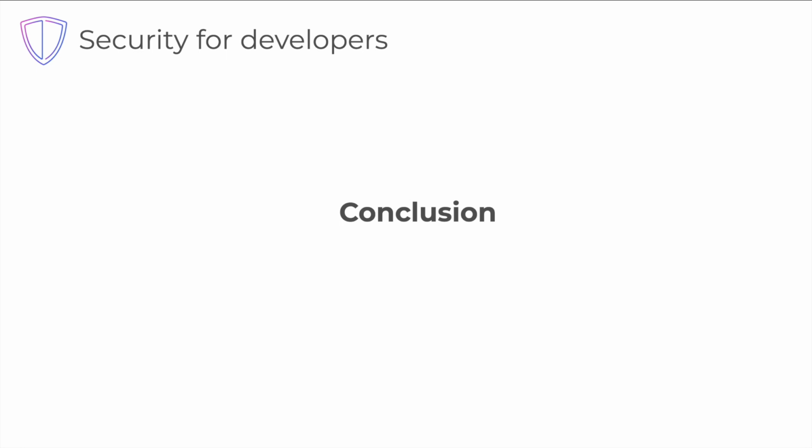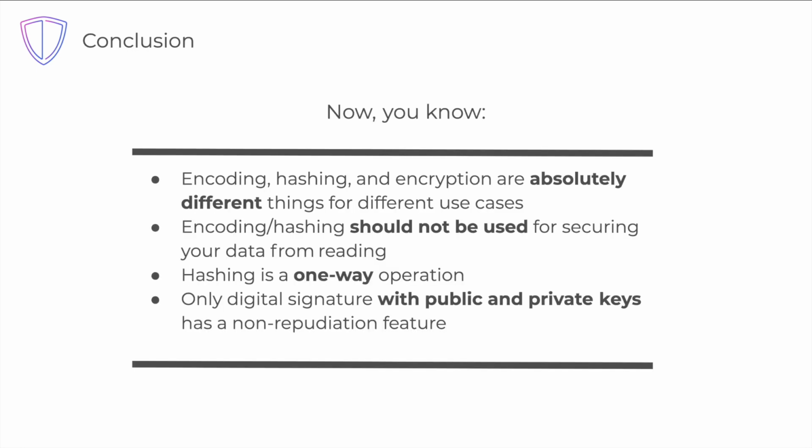Let's sum up. What have we learned about cryptography? 1. Encoding, hashing, and encryption are completely different things with completely different uses. 2. Encoding and hashing should not be used if you want to protect data from being read. 3. Hashing is a one-way operation. And 4. Only digital signing with public and private keys has the authorship non-repudiation function.